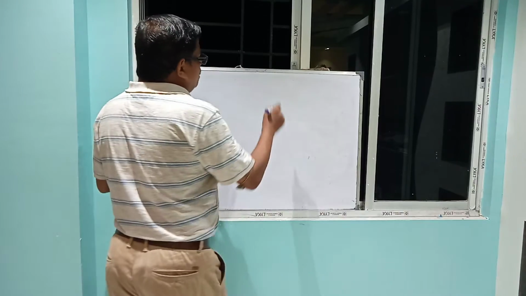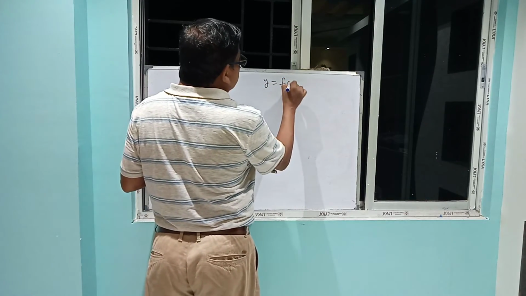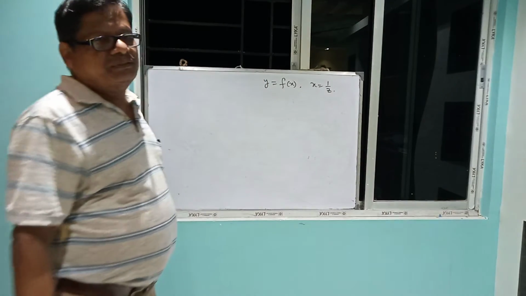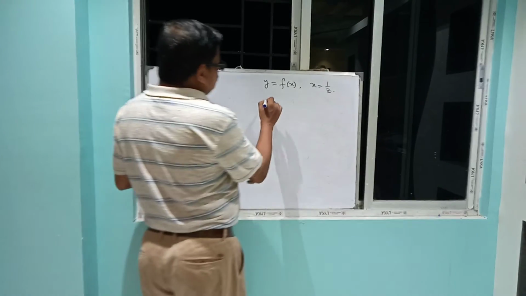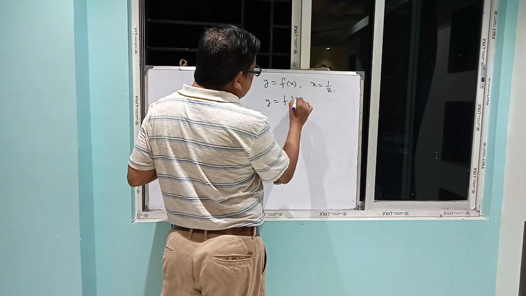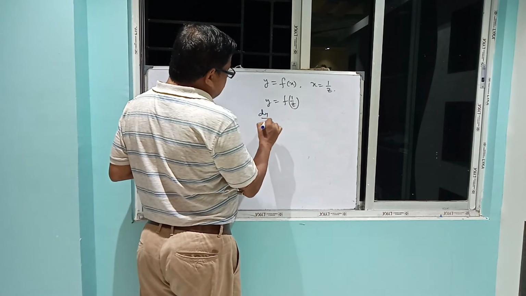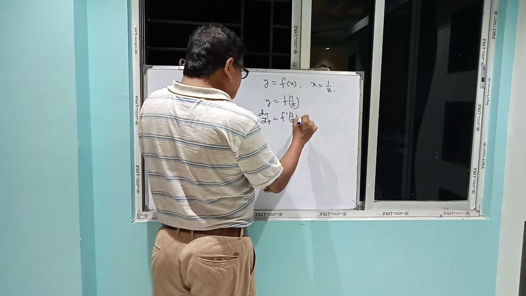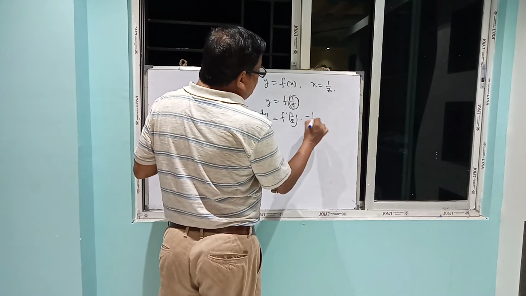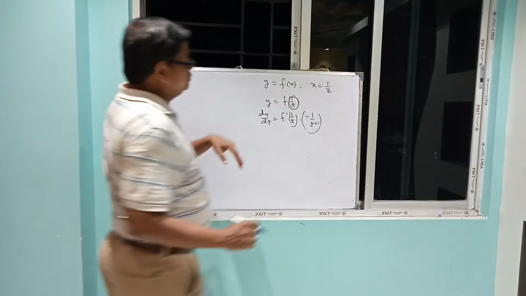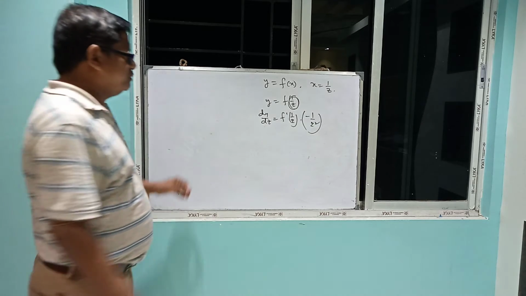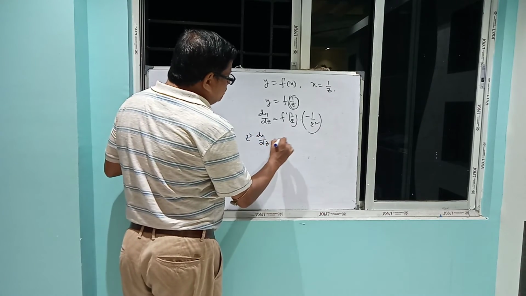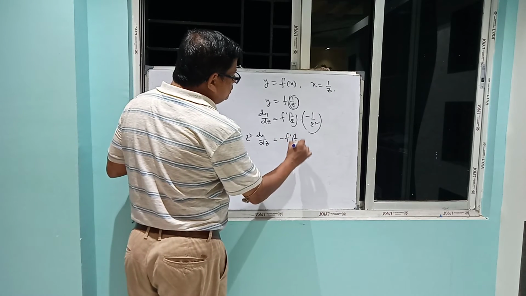Next one. Suppose y equals f of x and x equals 1 by z. So you can write y equals f of 1 by z. So dy/dz equals f dash (1 by z), and this part will be minus 1 by z square. Now multiply by z square: z square dy/dz equals minus f dash (1 by z).